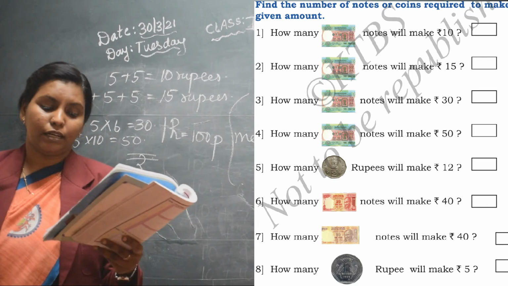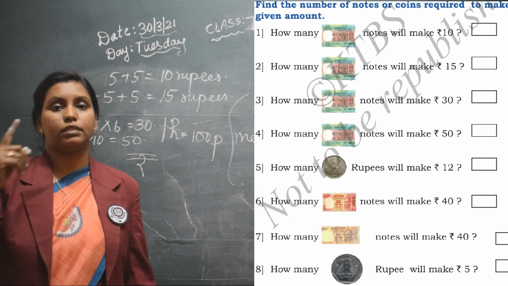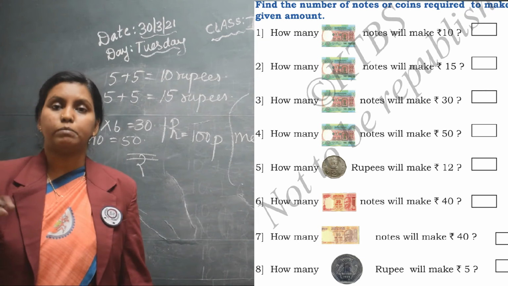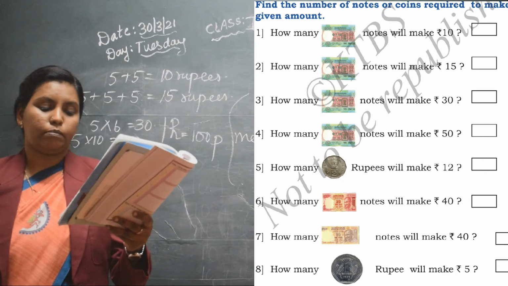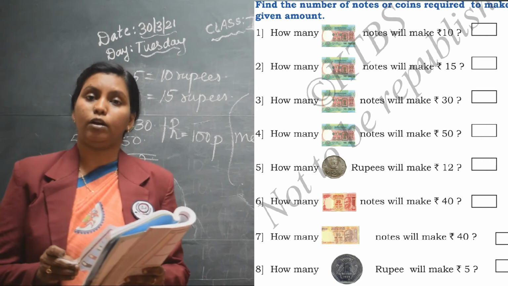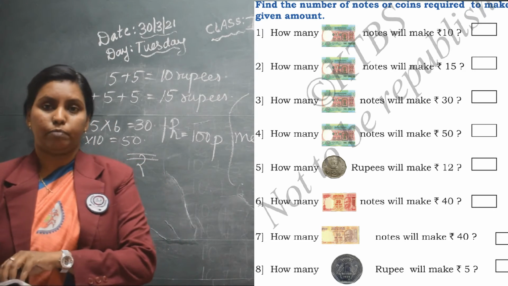And how many 10 rupee notes will make 40? So 10 plus 10 plus 10, when you add it 4 times, it will get 40. How many 1 rupee coins will make 5 rupees? So 1 rupee, you are adding it 5 times, then you will get it as 5 rupees.